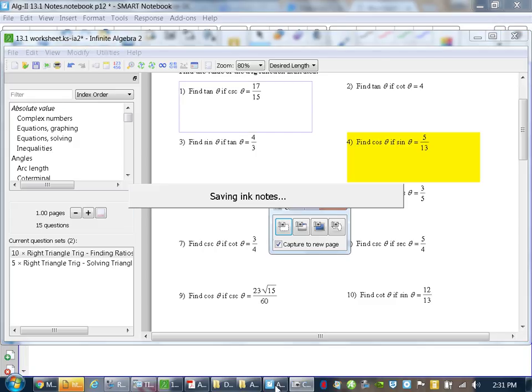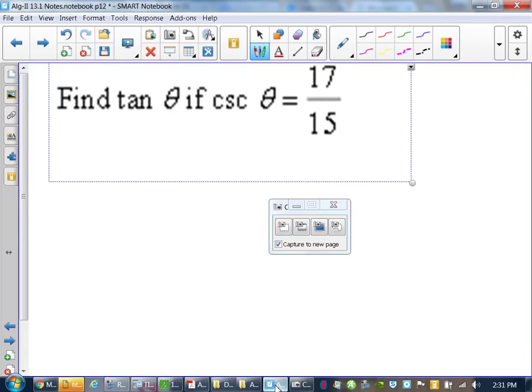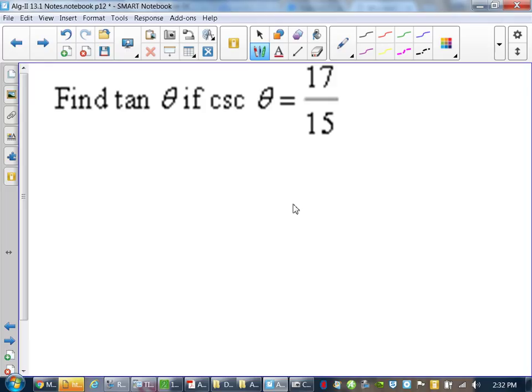All right. Remember yesterday I also told you guys that we're going to be doing stuff like this, where you could be given a specific trig ratio, and then you have to find another one. Okay, rephrase that. Cosecant, if you flip cosecant, what are you going to get? Sine.